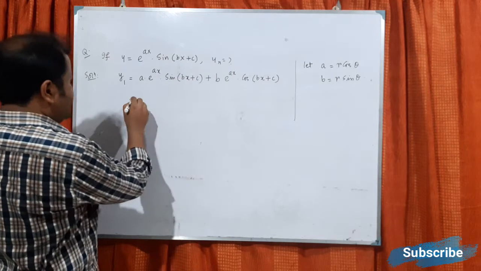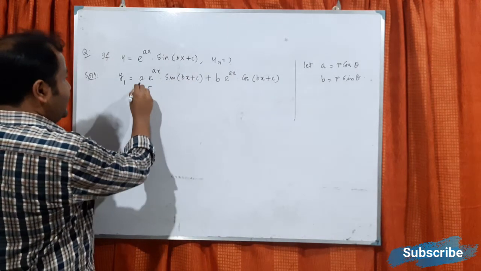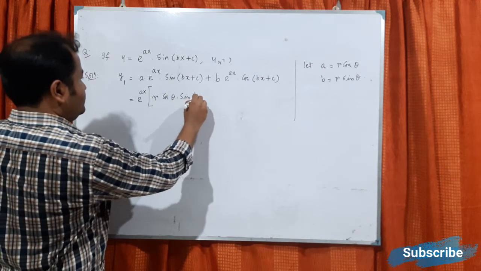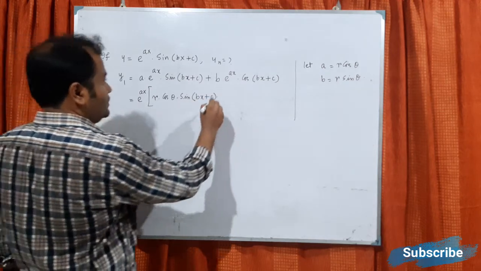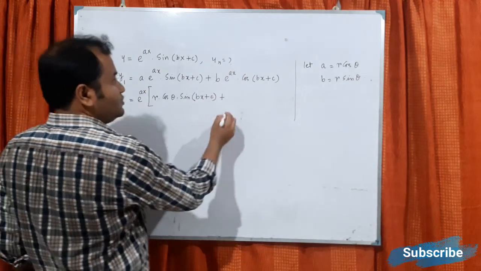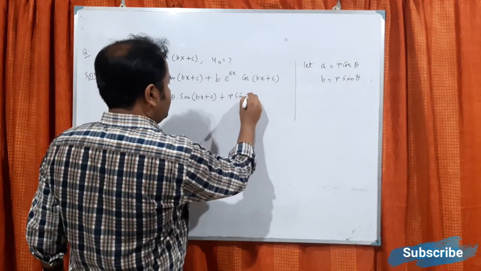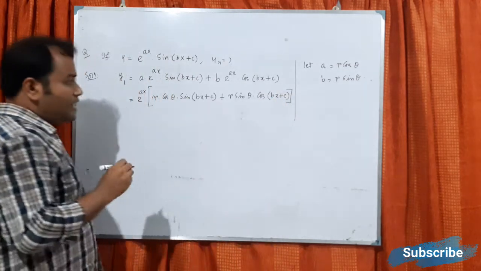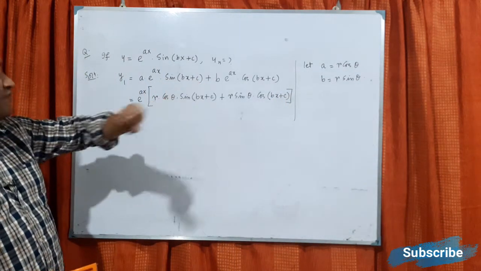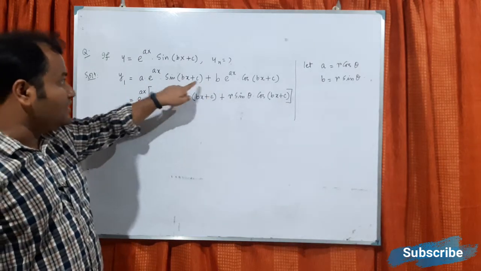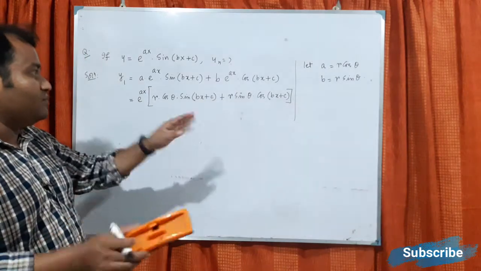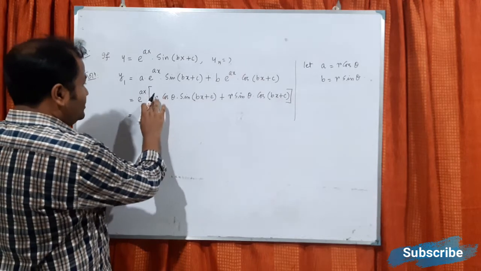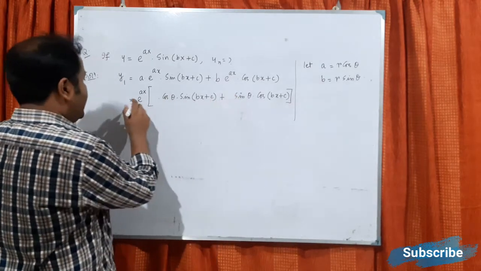So e power ax is there, so I can take e power ax common. A means r cos theta, plus e power ax is there, so b means r sin theta. Now you see what we have done, we have put the value of a and b only here, not inside sine and cosine, because we will not make it complicated. So now from here I can again take r common, so r will be going outside the bracket.